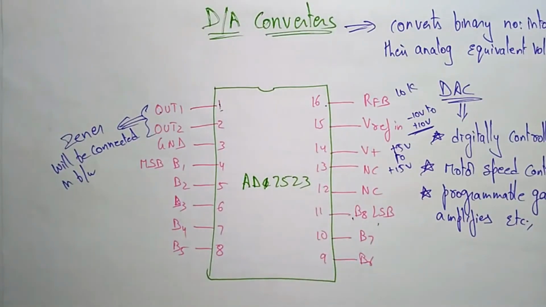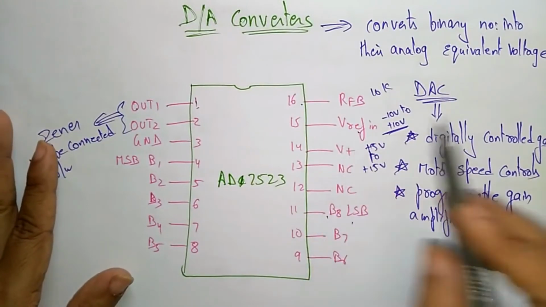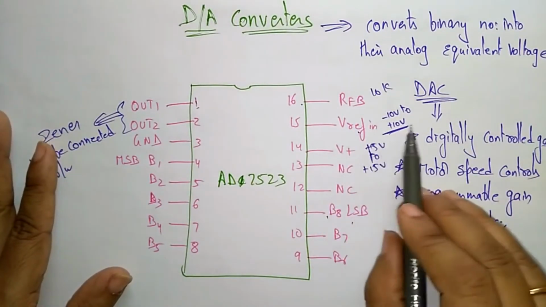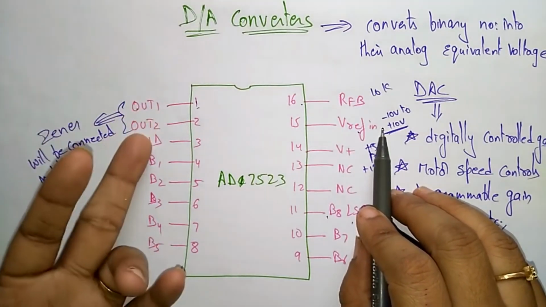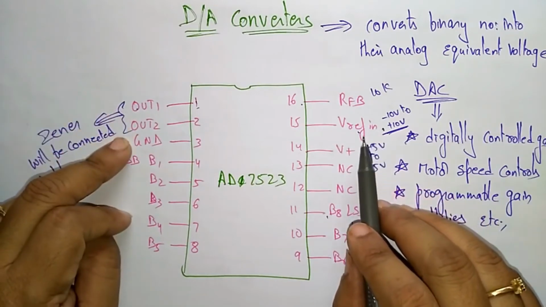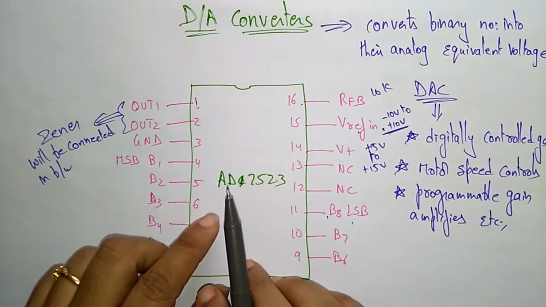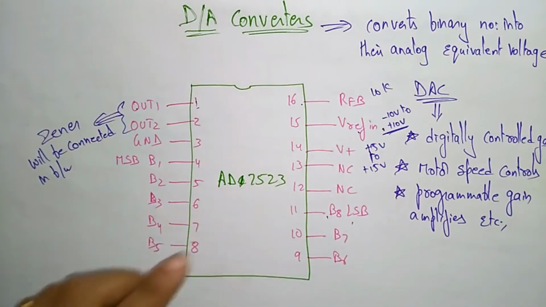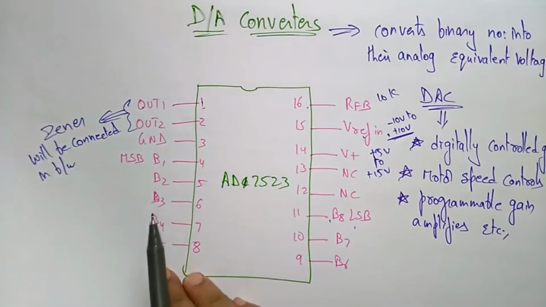These are all the points you have to remember whenever you are going for digital to analog conversion: the supply voltage, the reference voltage, the maximum analog output voltage of up to plus 10 volts, and a zener connected between out 1 and out 2. Why are we connecting a zener between out 1 and out 2? To save the digital to analog converter from negative transients. And this is the pin configuration.